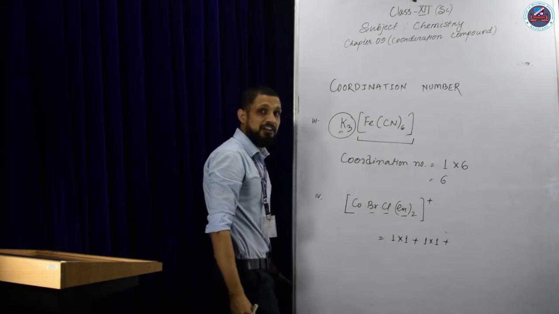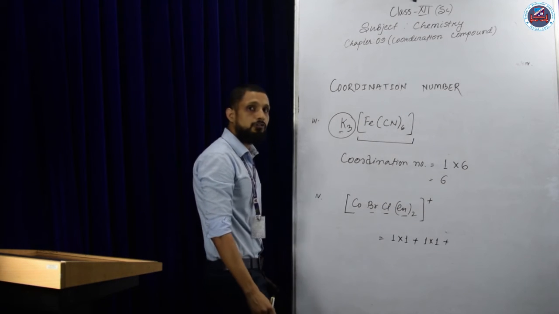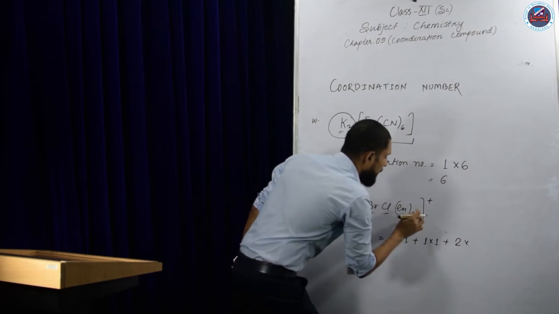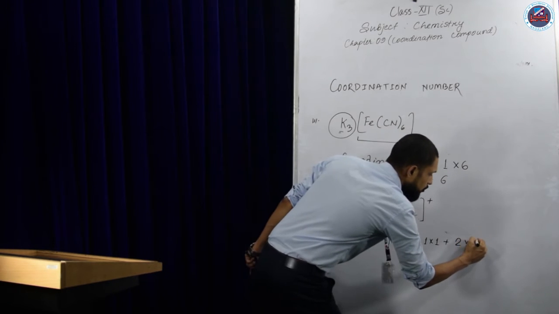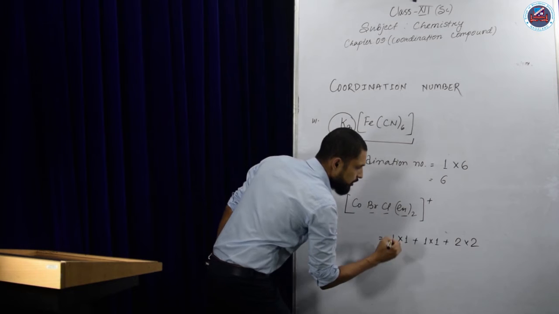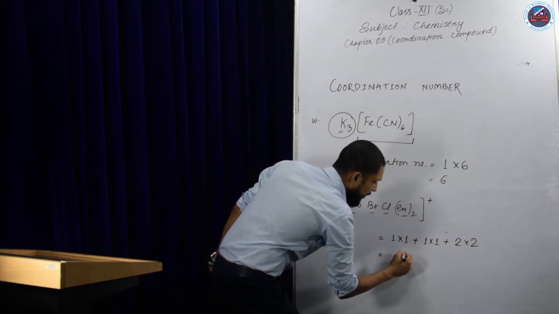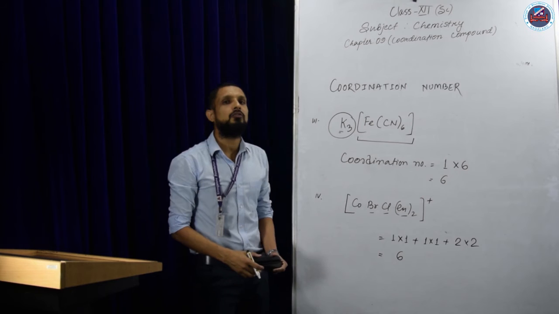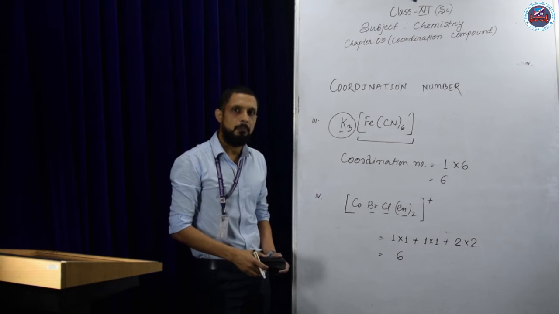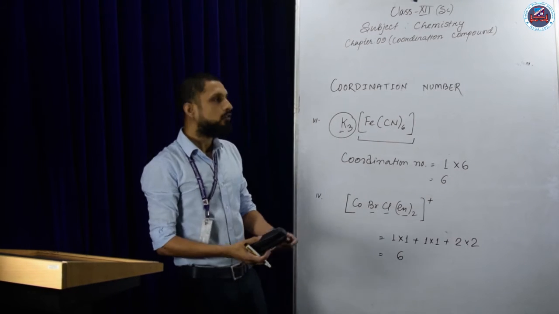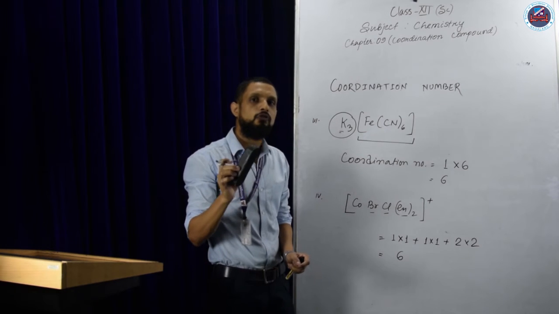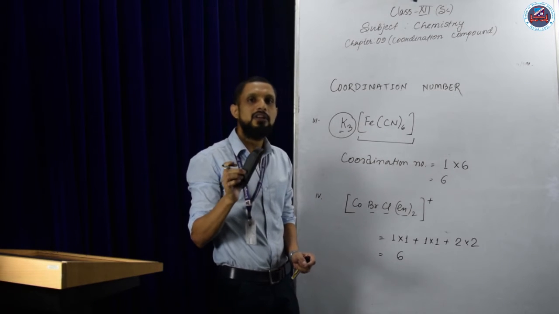En is bidentate, so the contribution from each en will be 2. Since you have 2 en, it will be 2 multiplied by 2. So the total coordination number of this compound is equal to 6. This is how we calculate the coordination number of a compound. To calculate the coordination number, you just need to know the number of donor atoms present in the ligand.